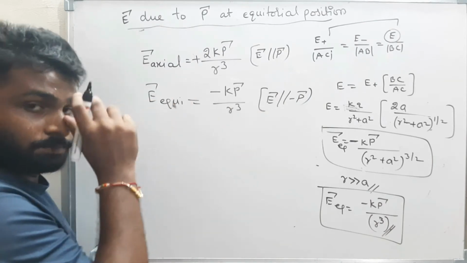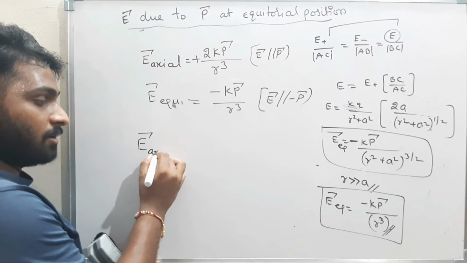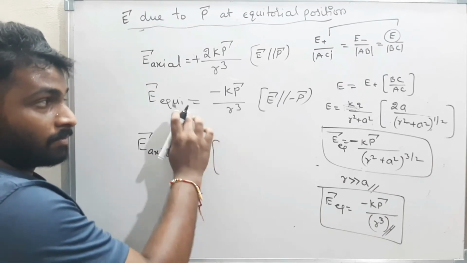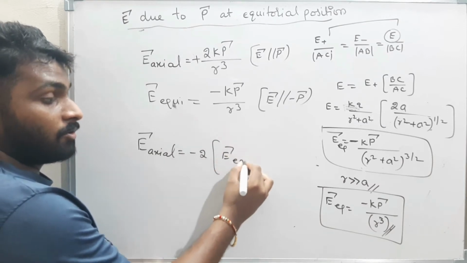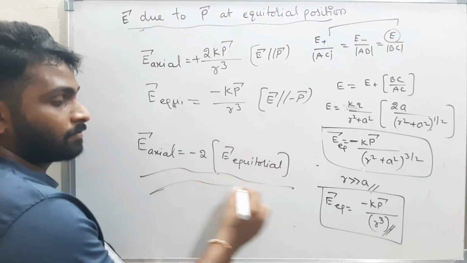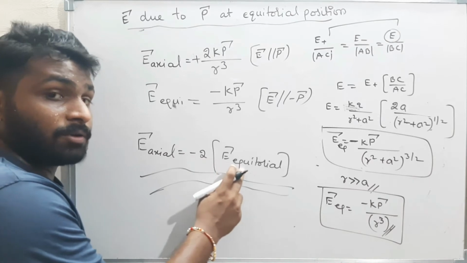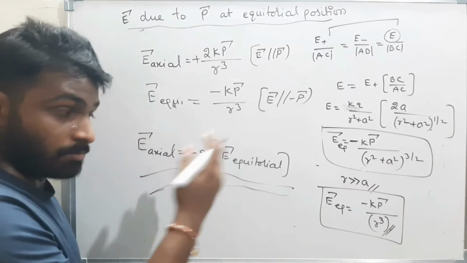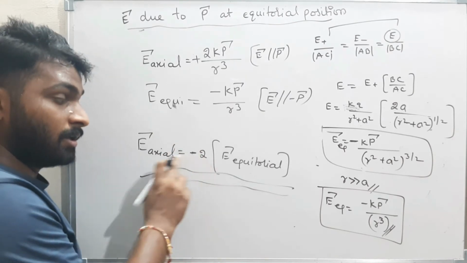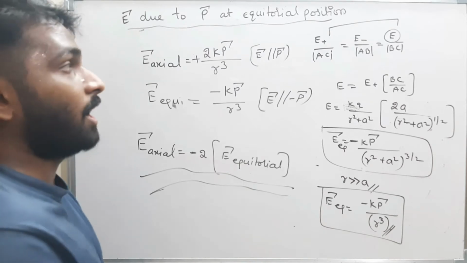Please remember this. That means from here what I can write? Electric field axial is equal to minus 2 times of electric field in equatorial position. Please remember that. Minus means opposite direction. Both are in opposite directions. Magnitude wise, the axial position is 2 times of the equatorial position. That's all. And this is clear.